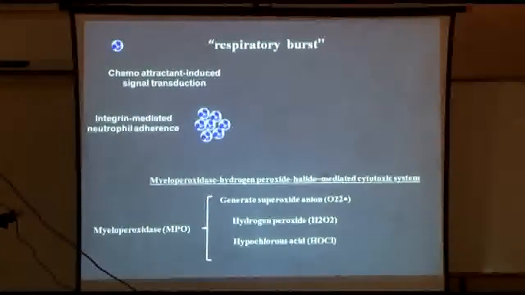Now, how does this take place? Let me give you a short summary. Once the neutrophil is brought on, it starts producing a signal transduction, what we call a chemoattractant-induced signal transduction. With this transduction, there is adherence of neutrophils. The neutrophils start sticking to one another. That is what is known as the integrin-mediated neutrophil adherence. And following that is a cascade of events, mainly involving the myeloperoxidase system.